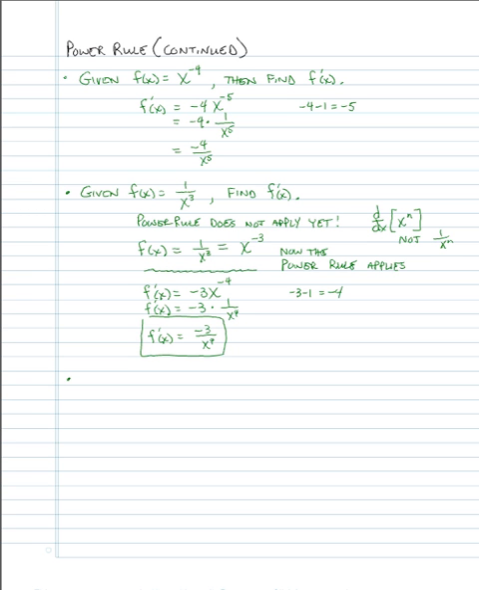Now this next one also is something that we might not realize this power rule gives us the capability of doing. This time, let's suppose the function that we're given is the square root of x. F of x is the square root of x, and we're to find f prime of x.